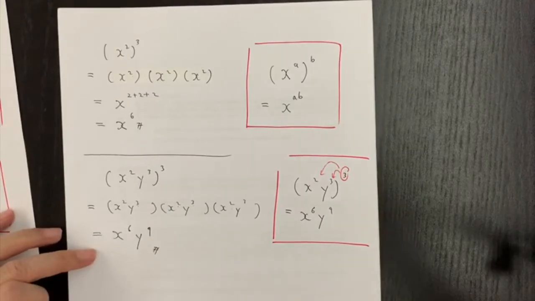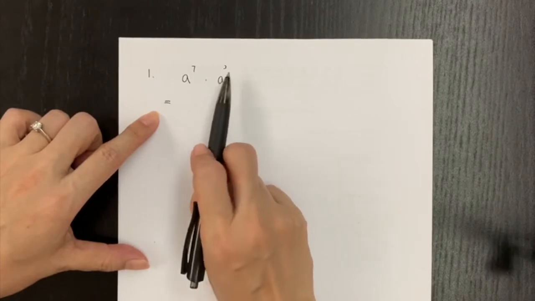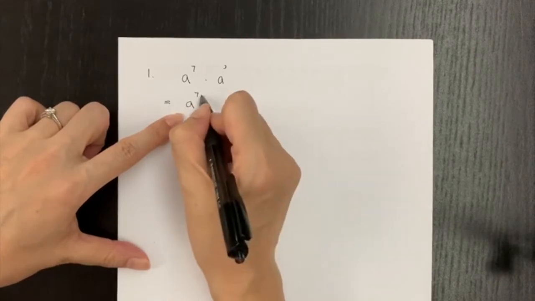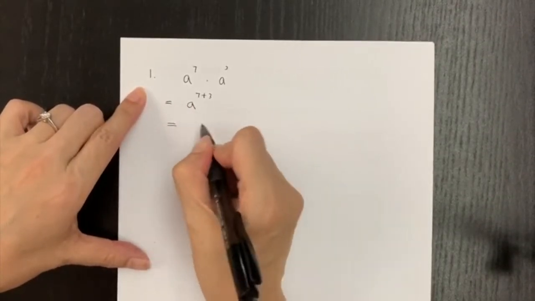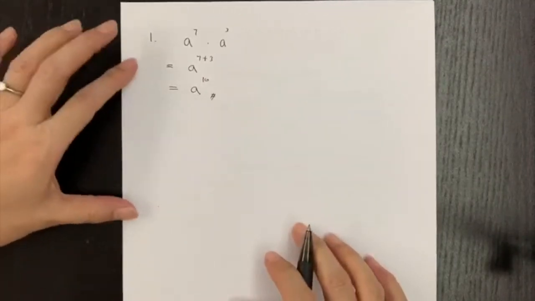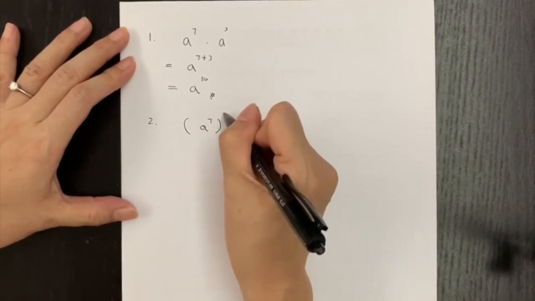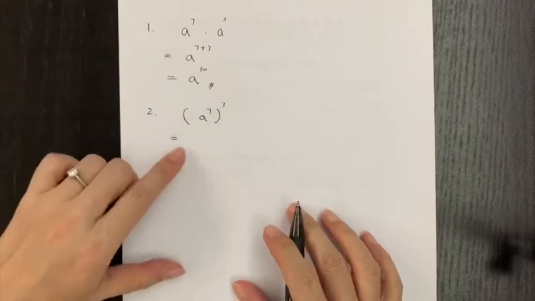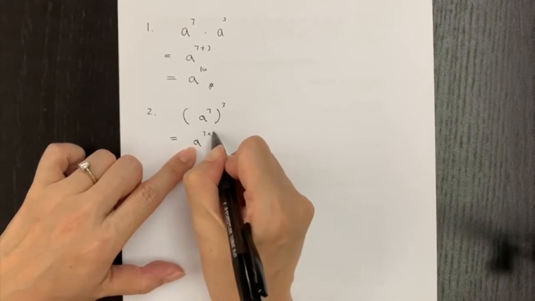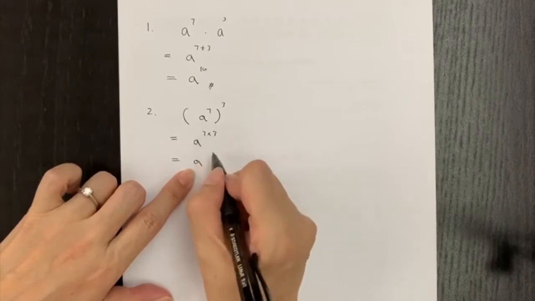Okay, so example 1 here, a to the power 7 times a to the power 3. So which law do we use? We use this to be 7 plus 3, so that the final answer will be a to the power 10. Alright, okay, number 2. So how about if we have this a to the power 7 and all to the power 3? Okay, so which one do we use here? So that will be a to the power 7 times 3, which is 21.